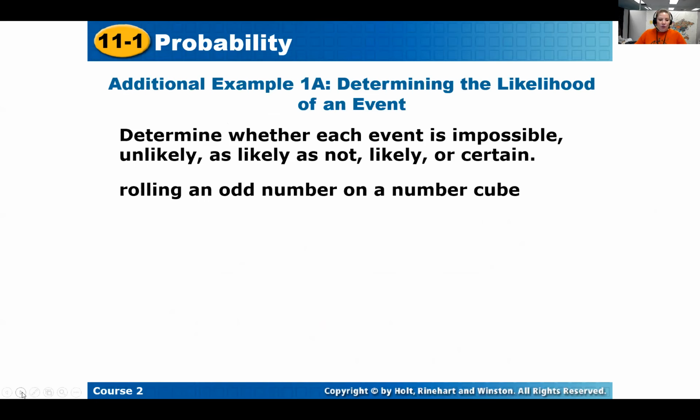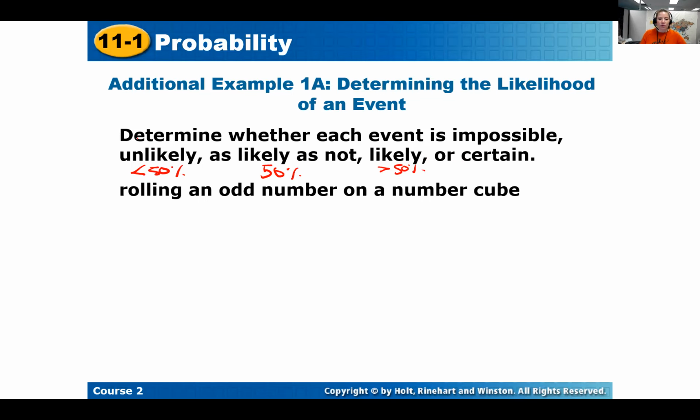All right, so we're going to determine whether each event is impossible, unlikely, as likely as not, likely or certain. So as likely as not is our 50%. Likely is more than 50%, greater than 50%. Unlikely is less than 50%. And of course, impossible is 0 and certain is 100%.